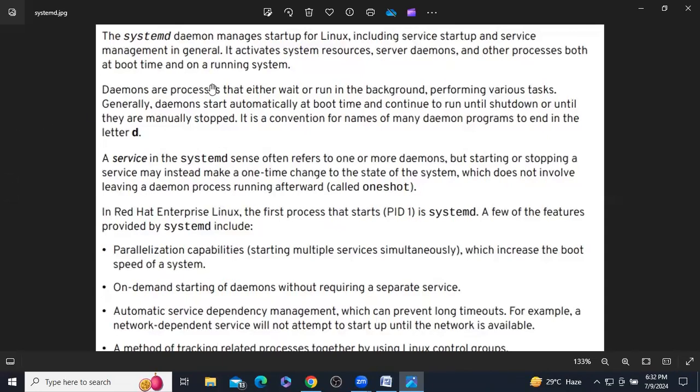So daemons are processes that wait or run in the background, performing various tasks. Generally daemons start automatically at boot time and then continue to run until you shut down or until you need to stop them manually. How are you going to identify a daemon? With the letter D. The word will end with the letter D. systemd is a daemon. HTTPD is a daemon. VSFTPD is a daemon. SSHD is a daemon. So like this, we have many daemons. I hope you're clear.